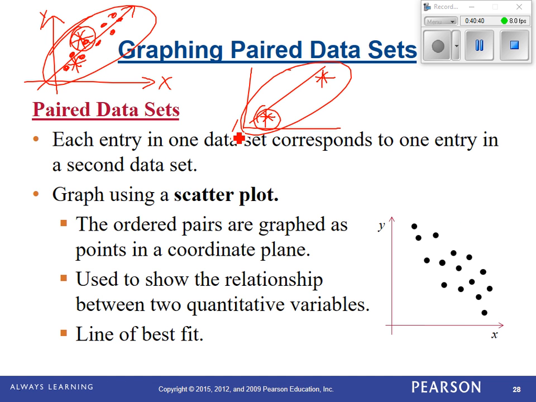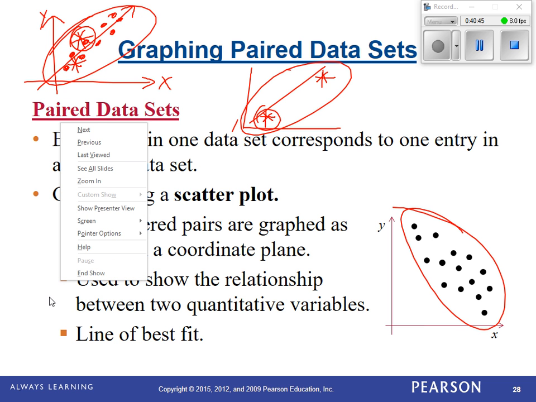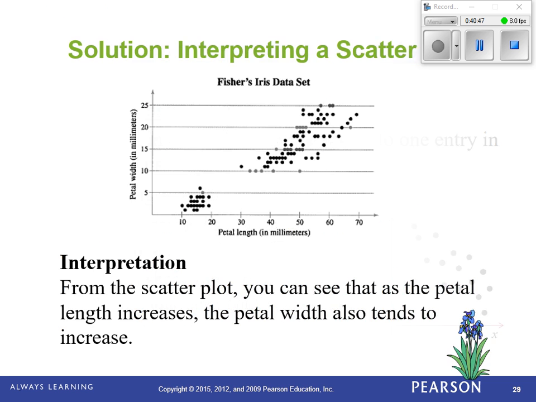So if we're looking at a scatter plot, it might look something like that. It's just dots plotted all over the X and Y axes. Something you've probably seen in the past, nothing new.